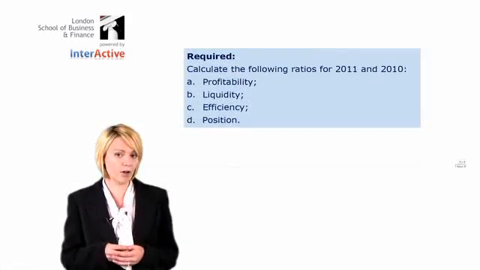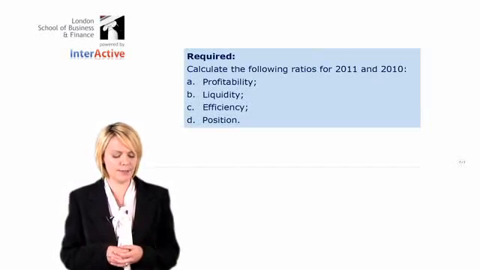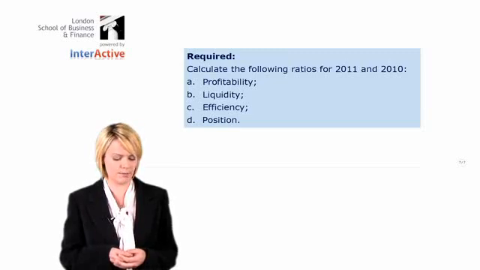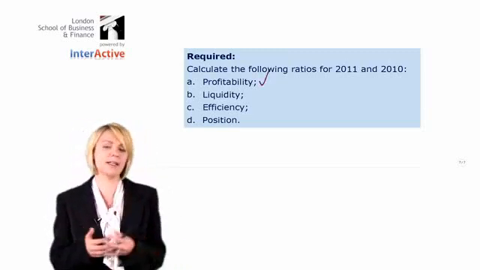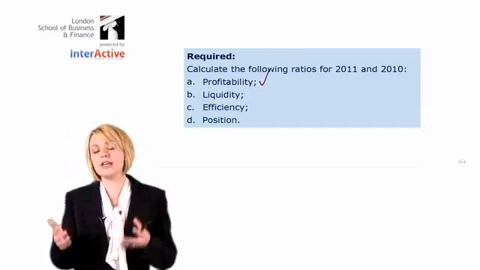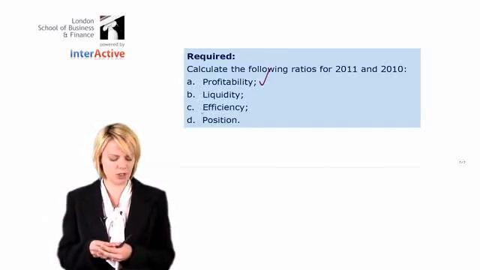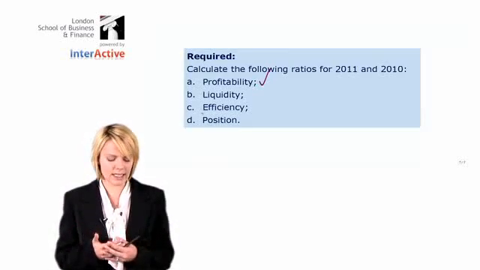Let's have a look at the requirement. It says calculate the following ratios for 2011 and 2010. Profitability, liquidity, efficiency and financial position. What we're going to do is in this session we're going to have a look at the profitability ratios, and in our next session in a separate video we'll have a look at liquidity, efficiency and financial position. So let's have a go at these.